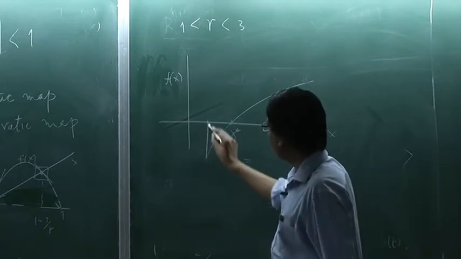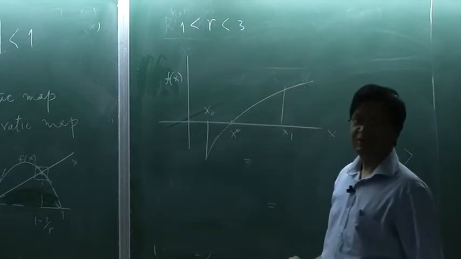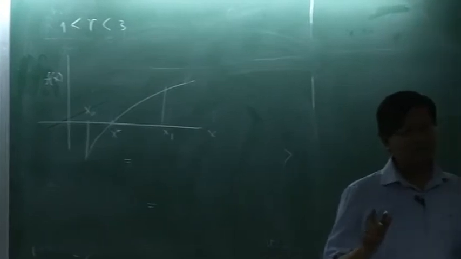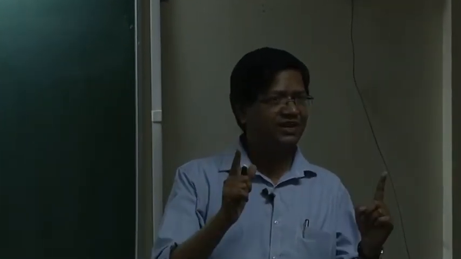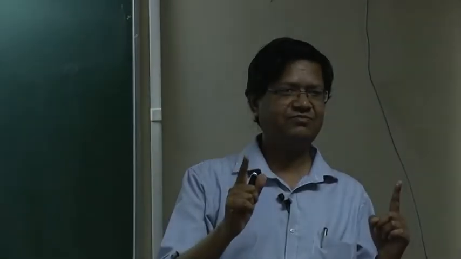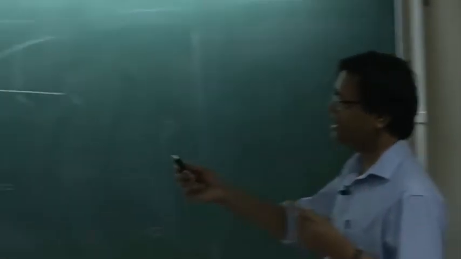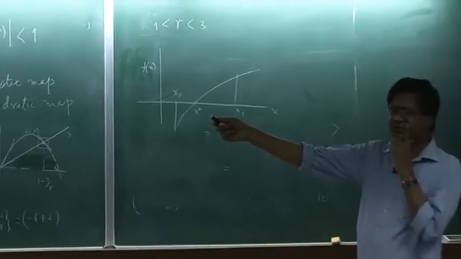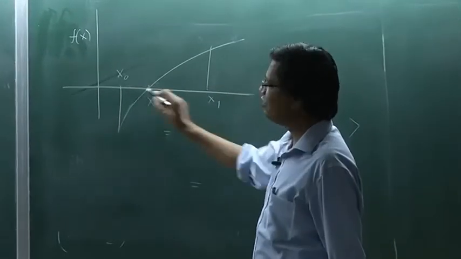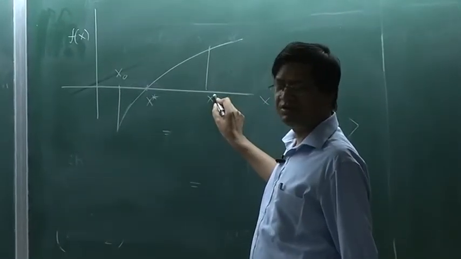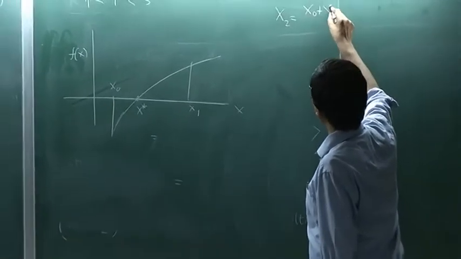So start with 2 values, x0 and x1, but you have to make sure that one of them is to the left and the other one is to the right. You should be bracketing the fixed point or your solution, the root. This is also called root finding, so I am finding the root of this equation. So next I am going to take the average of the two. So the average is x2, which is x0 plus x1 divided by 2.